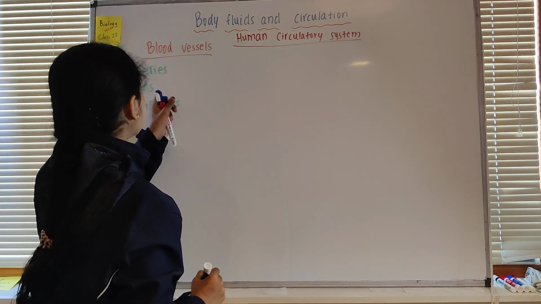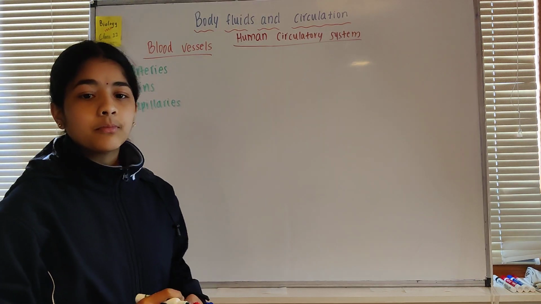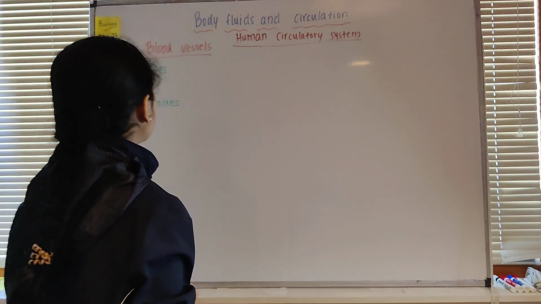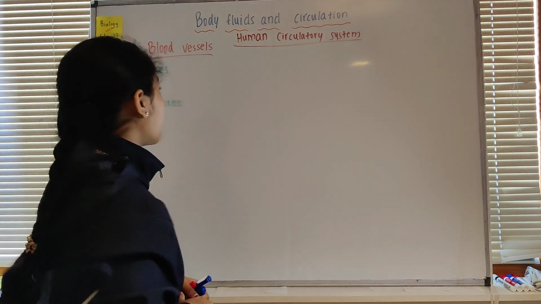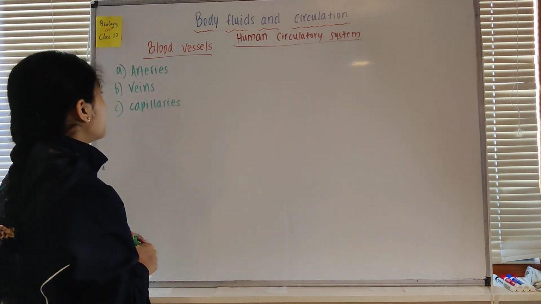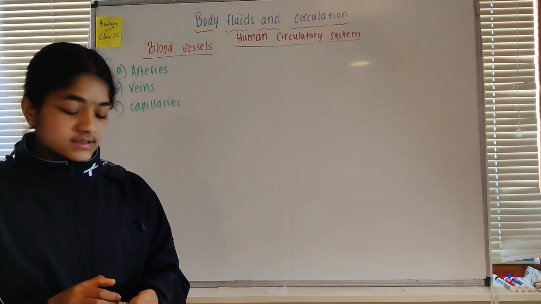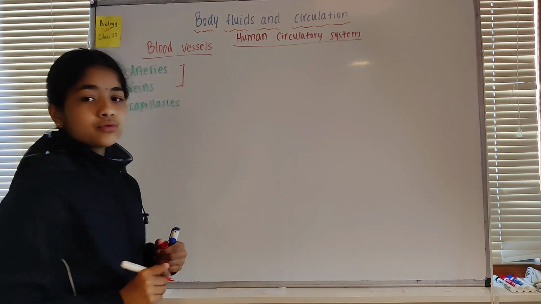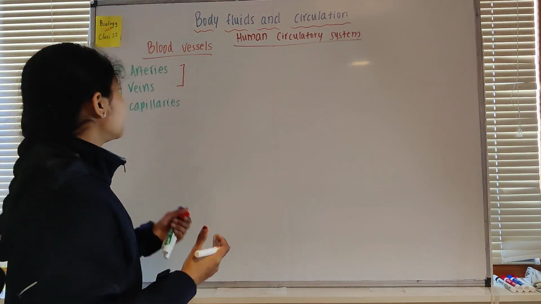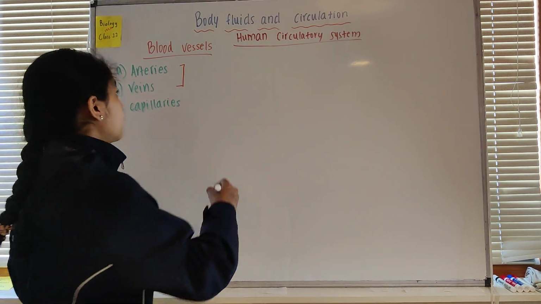Arteries, veins, and capillaries. The arteries and veins are the most important blood vessels, and the capillaries are the little vessels that connect different arteries and veins. Now, arteries and veins, these two, we are going to talk about the histology of these two.